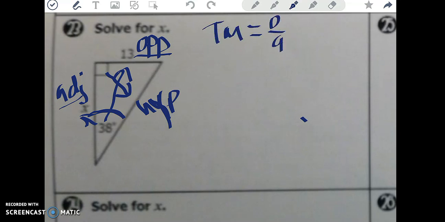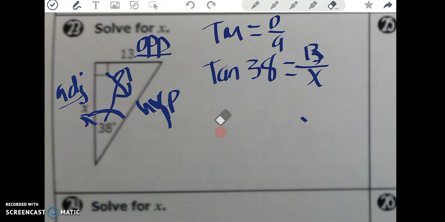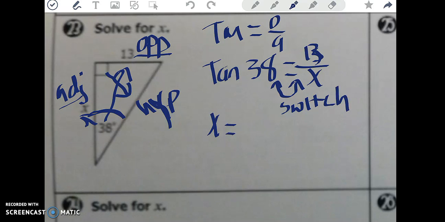Okay, so we end up with tangent of the angle 38 is equal to the opposite, which is 13, over the adjacent, which is x. Hopefully, and then remember yesterday when we had the variable on the bottom, remember we switched the two. So you end up with x is equal to 13 over tangent 38. And then from there, we will actually divide that.